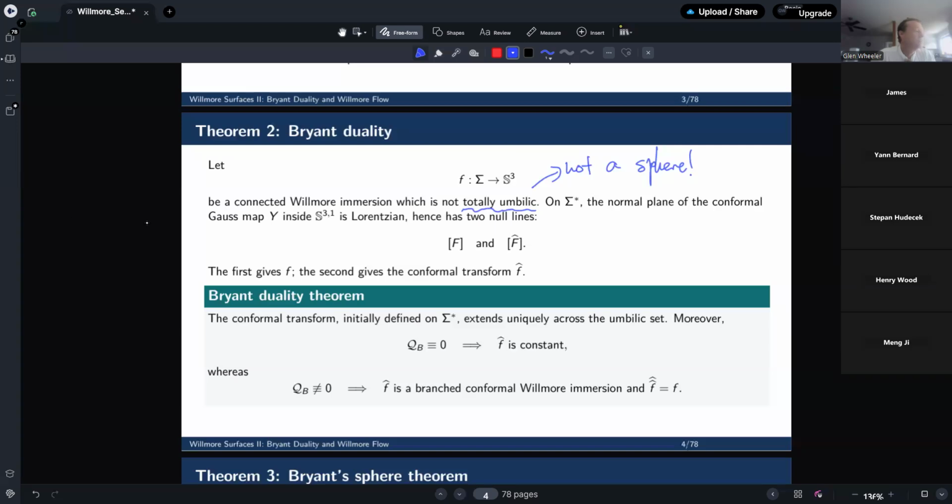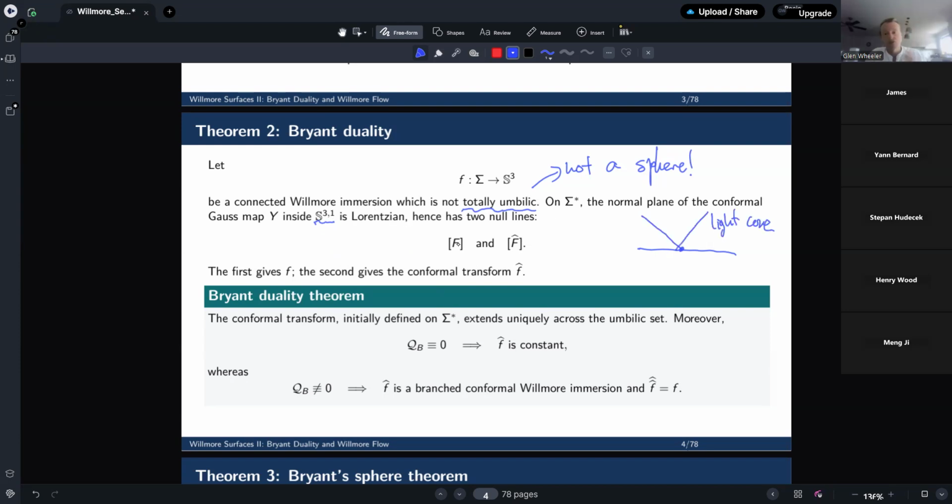Anyway, I don't know if this is the reason why Bryant did this, but at least it's a good reason in my understanding of it. We have this Lorentzian manifold, and if you look at the normal plane for the conformal Gauss map, the normal plane is going to be 2D, right? And so if I draw it in this way, then it's going to be just like the Minkowski plane, and you're going to have this light cone.